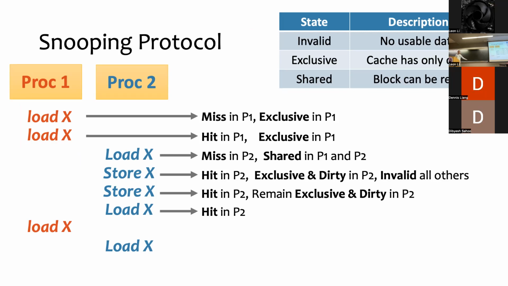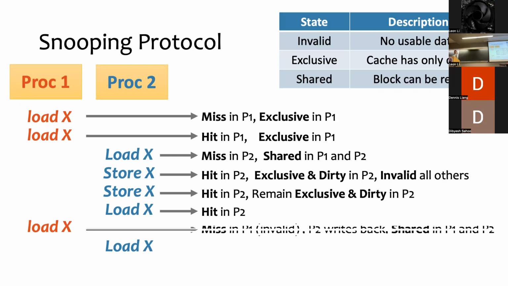Try to load it again from processor 1. Remember, at this point, processor 1 is invalid. Processor 2 is dirty and exclusive. All right, so I know that the new data is in processor 2. I need to somehow grab that data to processor 1. So P2 needs to write back to the shared cache. P2 is going to write back to the shared cache, and then it becomes what states? Shared and not dirty, exactly.